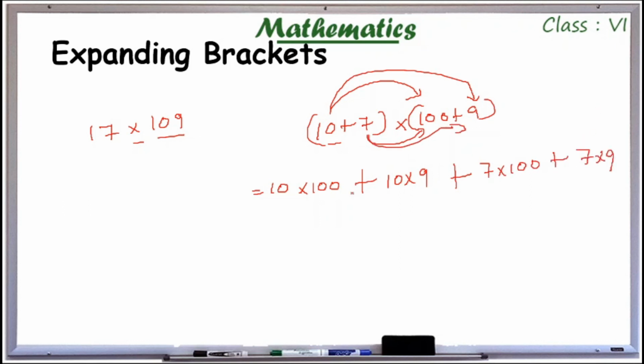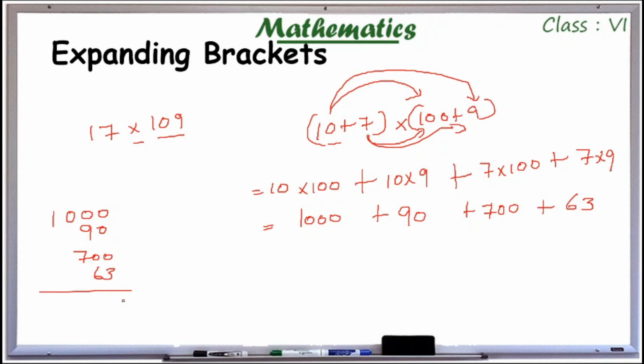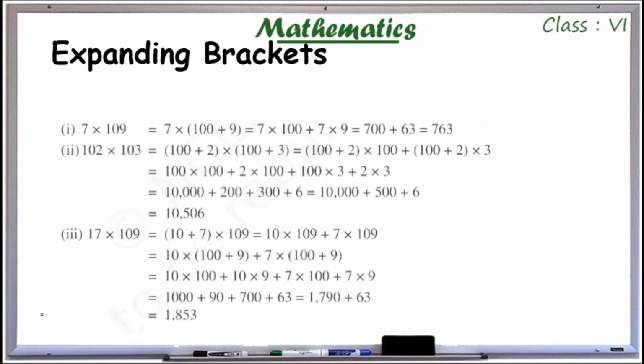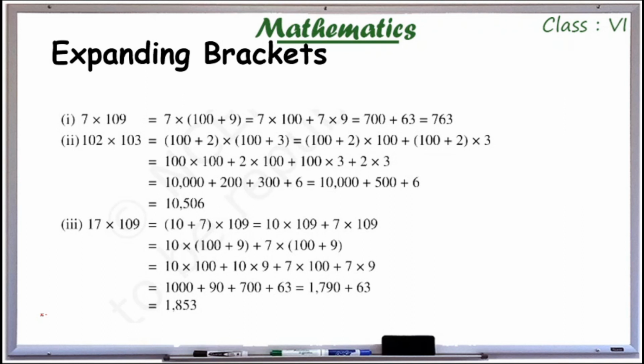10 into 100 is equal to 1000. 10 into 9 is equal to 90. 7 into 100 is equal to 700. And 7 into 9 is equal to 63. Now I am going to add these four terms: 1000, 90, 700, 63. So the sum will be 1853. So this is the answer.